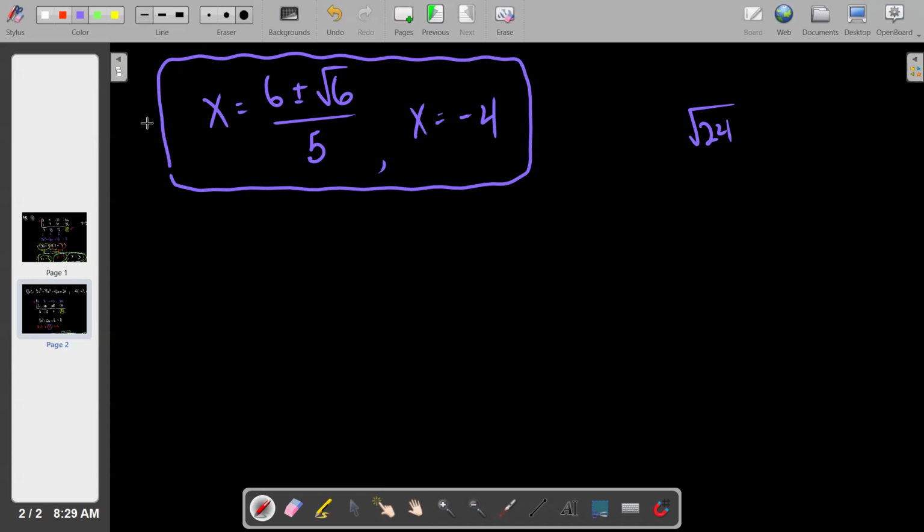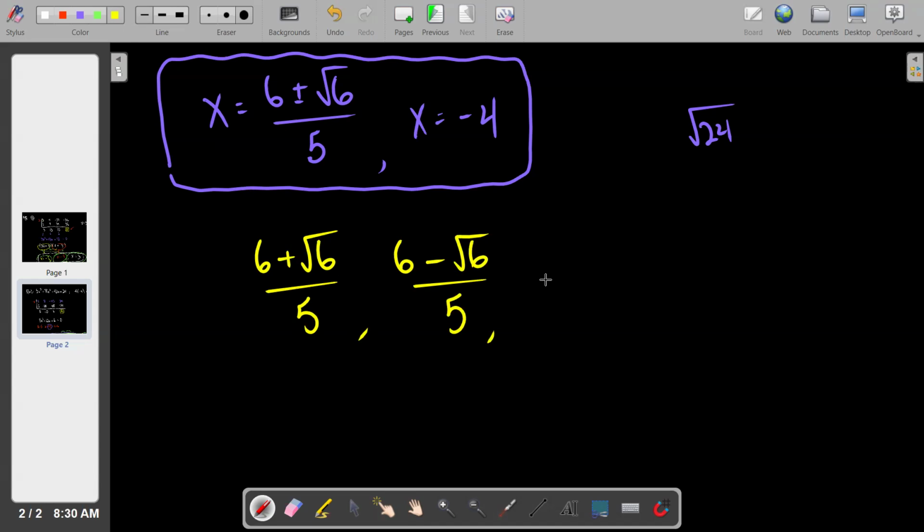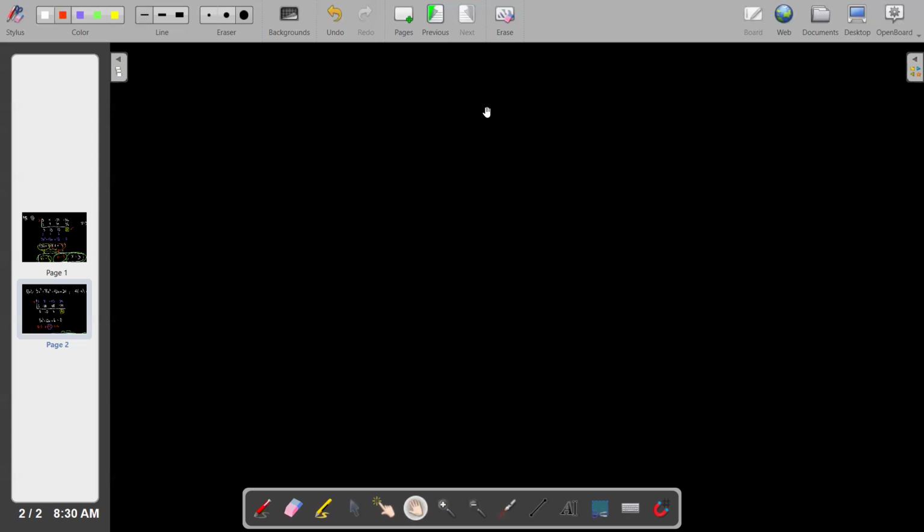Okay, and if you give me some indication that you don't understand that, then I'll start playing hardball with you and make you start writing your answers out like this. 6 plus the square root of 6 over 5, comma, 6 minus the square root of 6 over 5, comma, -4. I don't want to go down that road, but I do need you to understand that what's in this red is 2 answers, not 1. Clear? The rest of this lesson will have nothing to do with finding zeros. The rest of this lesson is just practice with the quadratic formula. So let's get to it.